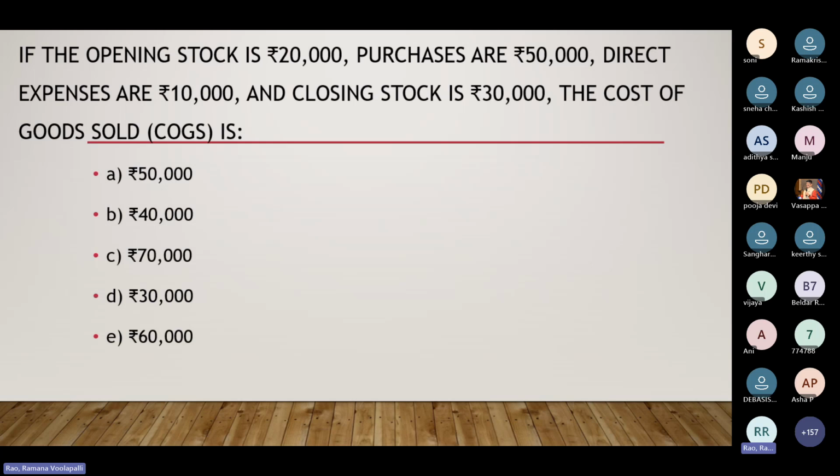Opening stock is 20,000. Purchase is 50,000. Direct expenses is 10,000. Closing stock is 30,000. Give me cost of goods sold. Now 5 or 6 times I have told you the formula. Give me COGS. Okay, A. Some people are giving. Opening stock 20, 50, 70 plus 10, 80, 80 minus 30, 50. Great. A is the answer.